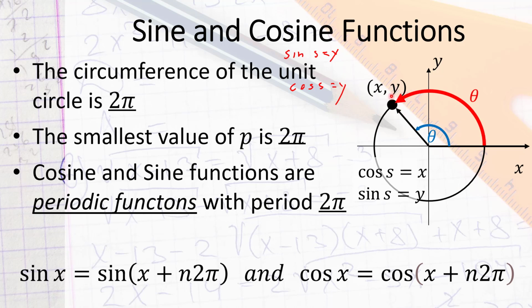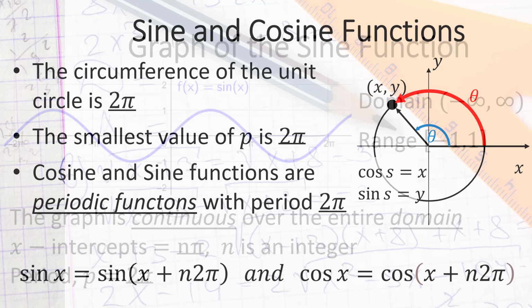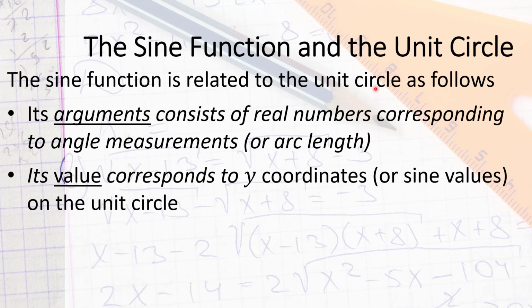And what is the output or the value? Well, in the case of sine, the value happens to be the y-coordinate. So the argument, once again, is either the angle or the arc length associated with the angle, since they're the same, and the output or the value, of course, is basically the y-coordinate if you are on the unit circle.